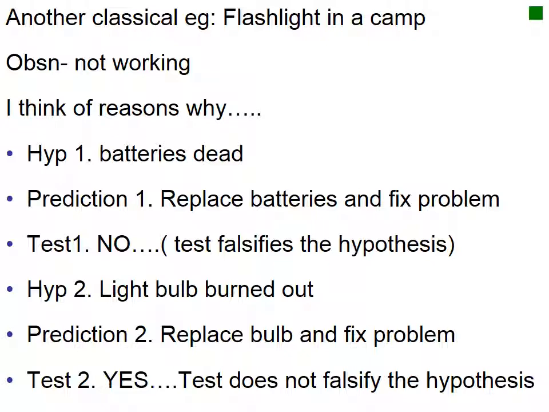Then this is like a classical example of a flashlight in a camp, kind of like how I talked to you about the remote not working. Okay, so initially you hypothesize saying the batteries are dead, you replace it and you fix the problem, but no, it's not working. So that means that test sort of falsifies that the batteries are dead, and that is why the remote is not working. It falsifies that. Maybe the light bulb is burnt out, so you replace the bulb and you fix the bulb. Yes. Now it does not falsify, so that means you know that it has worked.